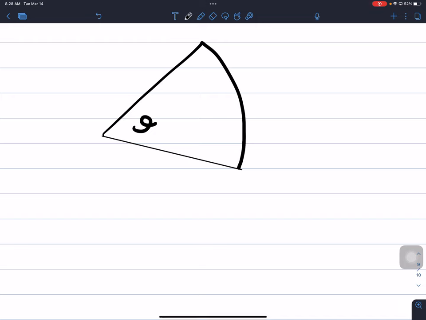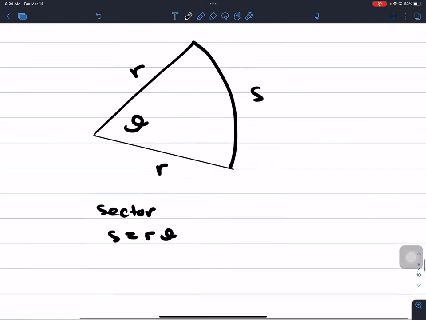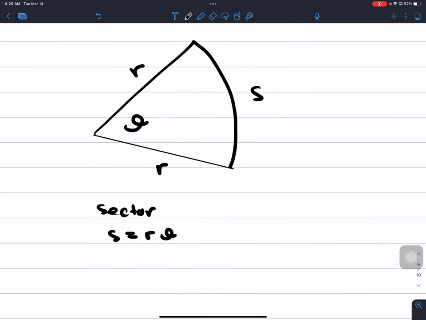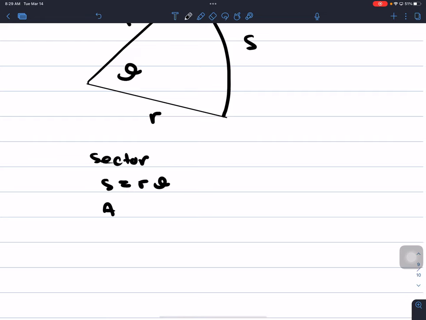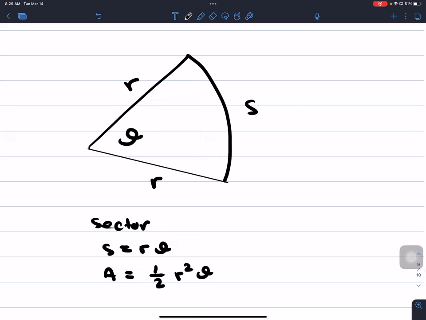You've got the central angle, okay? You've got the radius, and this is the same radius, by the way, and you've got S. And this is called a sector. What do we know about a sector? S is r theta. I'm going to give you guys a nice formula for area. It looks a lot like something you know: 1/2 r squared theta. And we're talking area of a sector.